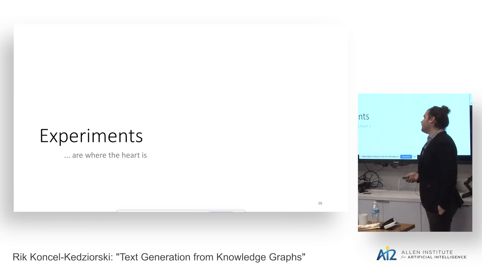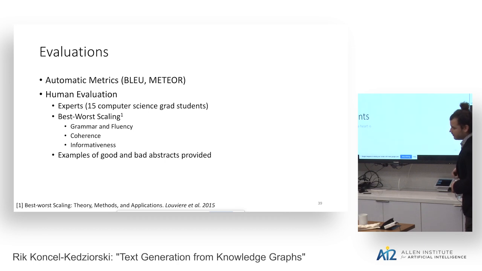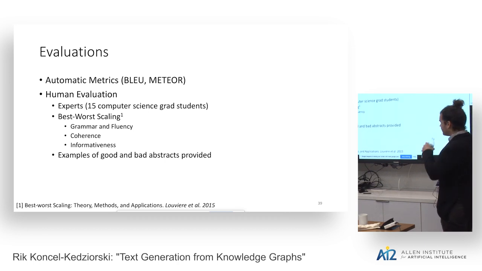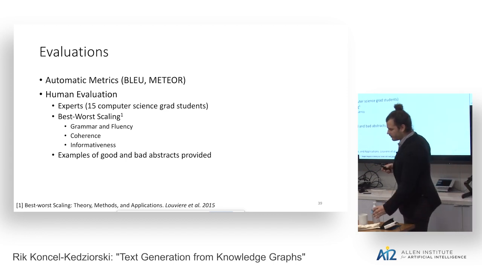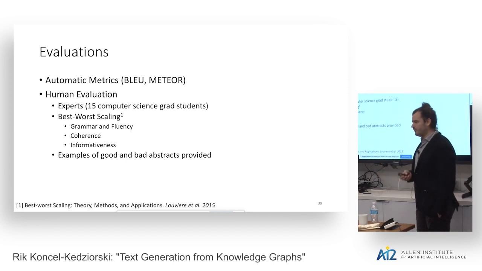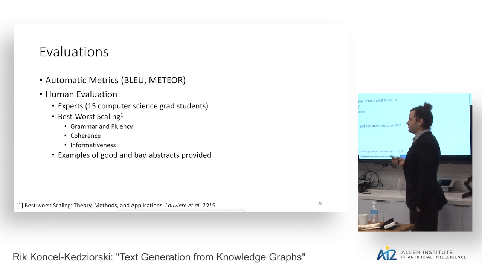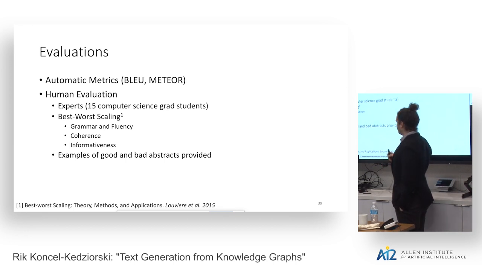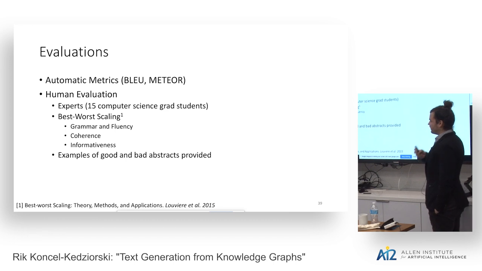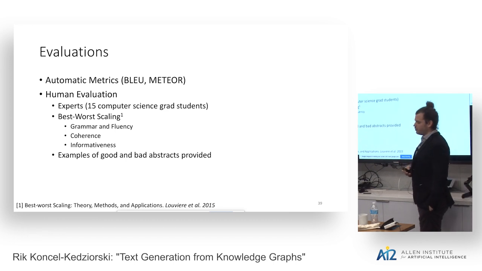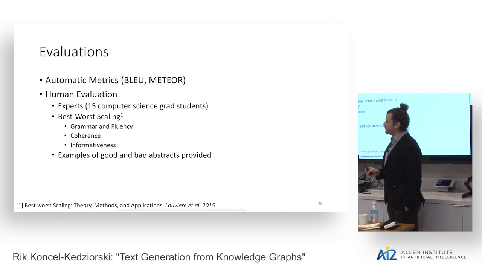Okay. So here's some experiments. So how do we evaluate this? We're going to use some standard text generation metrics. So we have BLEU and METEOR. And these are pretty good automatic metrics for this task because there's a very strong gold signal here. But to amplify this, we're also going to use a human evaluation to help us answer some specific questions that we have about our generation and about our model.